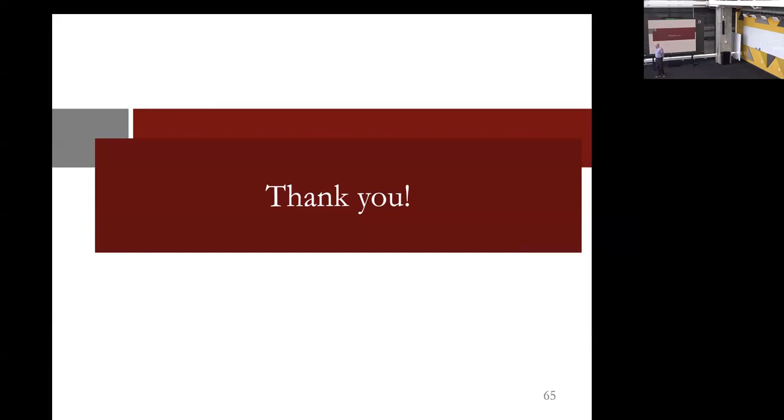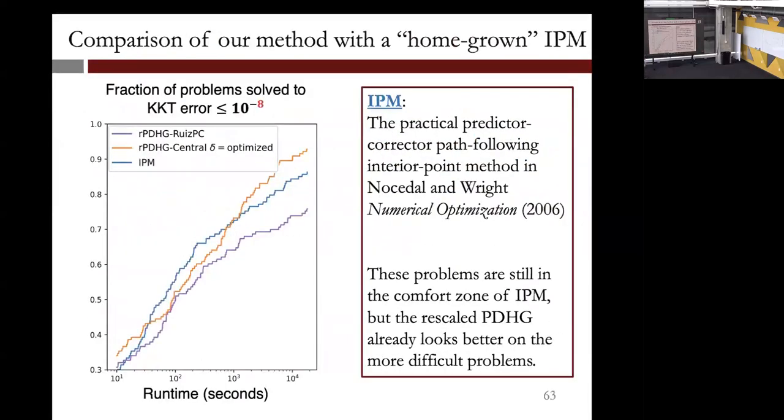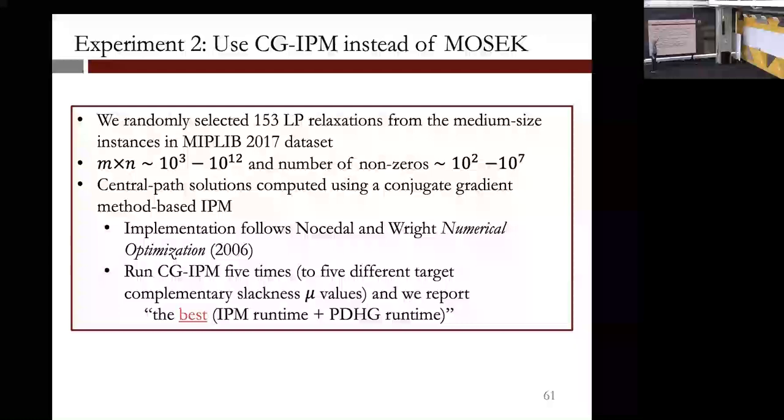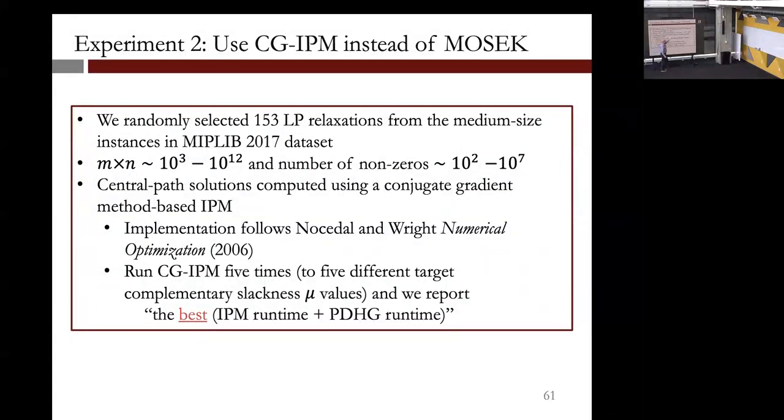So can you give us an idea of the sizes of the LPs being solved in terms of N, M, and the density of A? Yes, I can. For these problems, the product of M and N is in the range between 10 to the 3 and 10 to the 12th, and the number of non-zeros was up to 10 to the 7th.